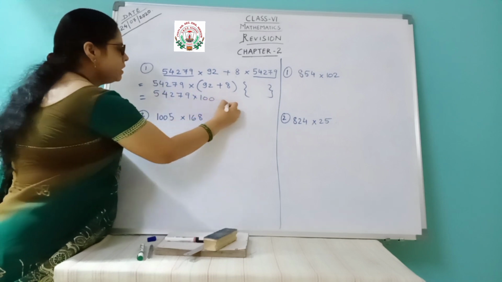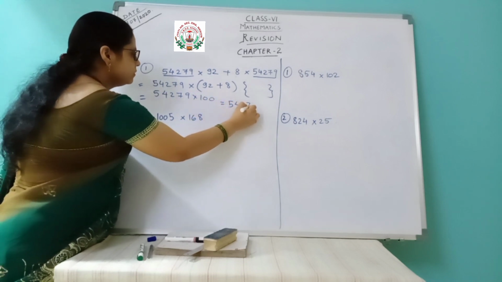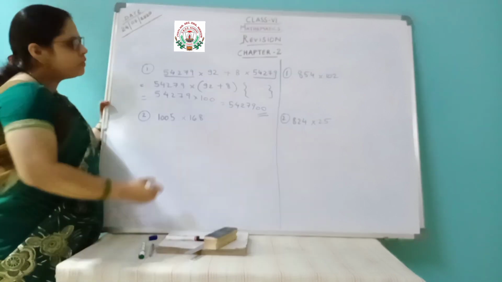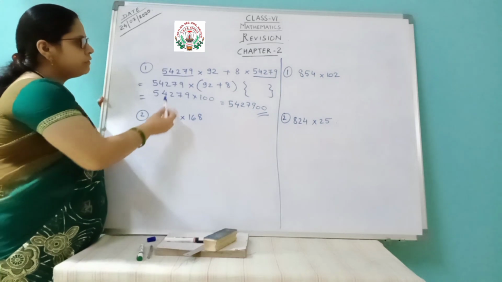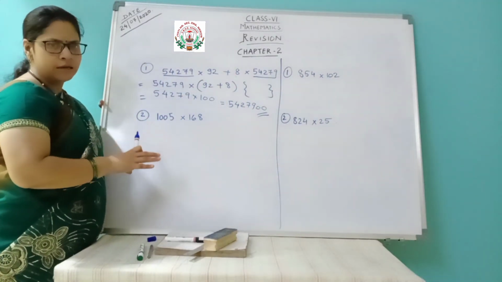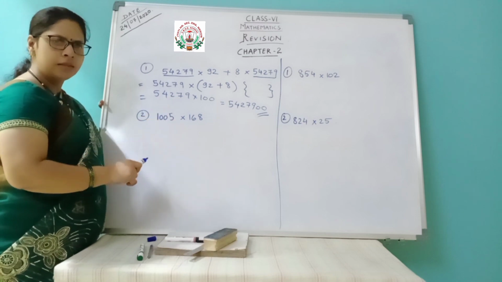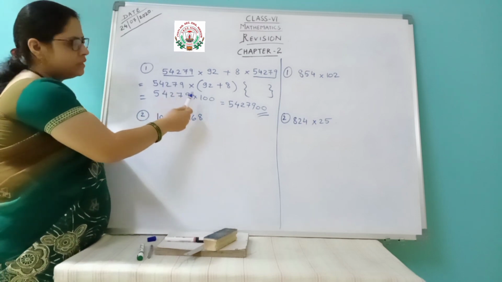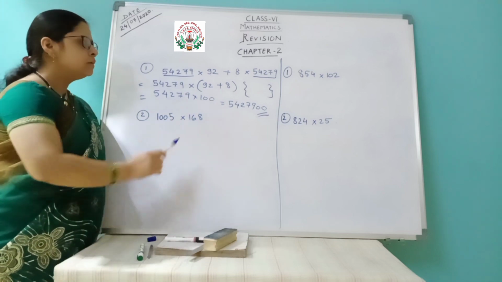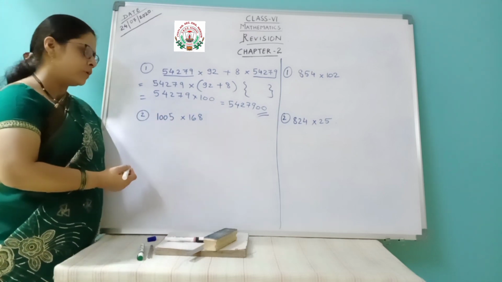Multiplication by 1 will give you the same number and 2 zeros. So 2 zeros, this is your answer. So easily we got this answer. Otherwise you could have multiplied these two separately, which would take time, then again addition, it will again take time. Using the distributive property, very easily we got this answer. This is the use of distributive property.